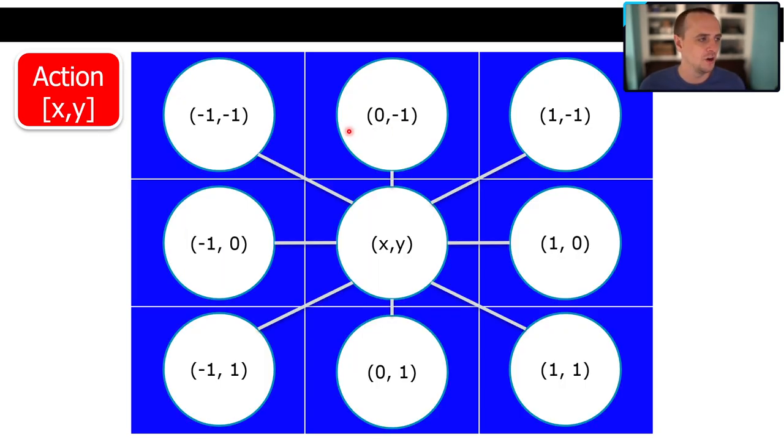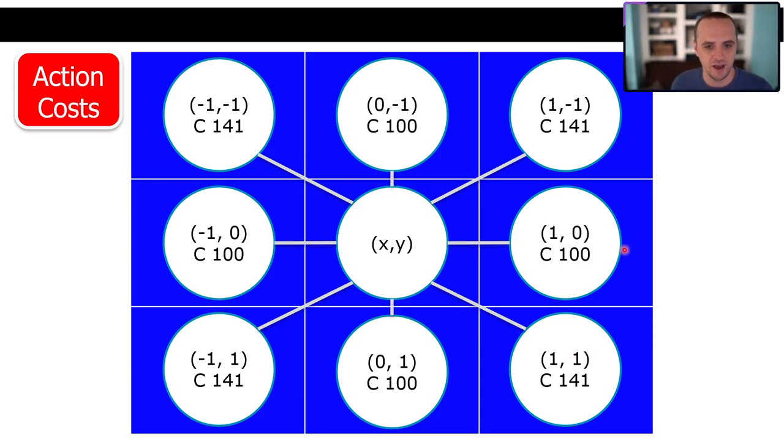We also are going to have 8 actions for this assignment. So our 8 actions are going to be the up, down, left, and right actions that we're used to, as well as the diagonal actions of moving up right, up left, down left, and down right, and their associated x and y changes for those actions.